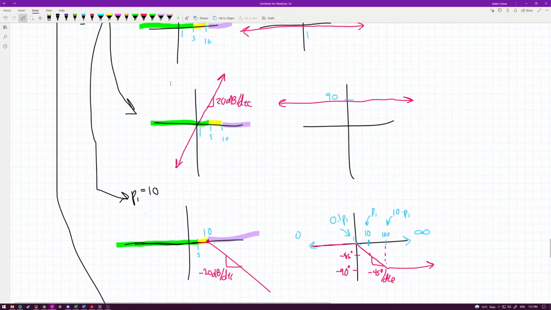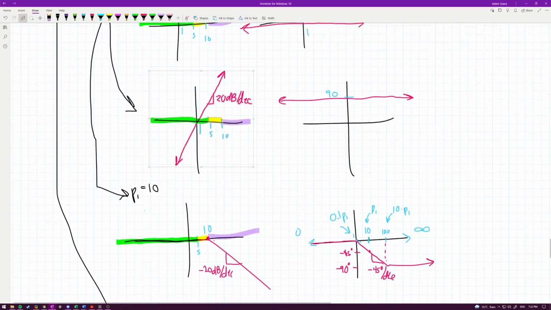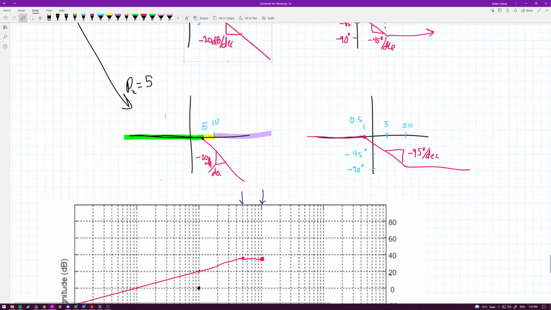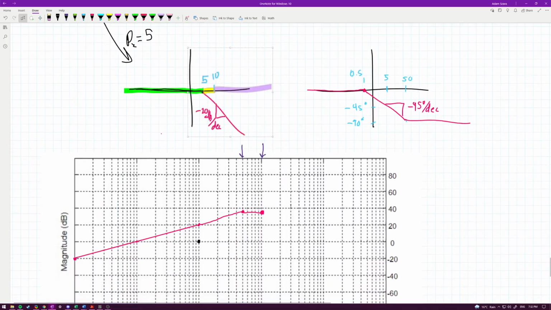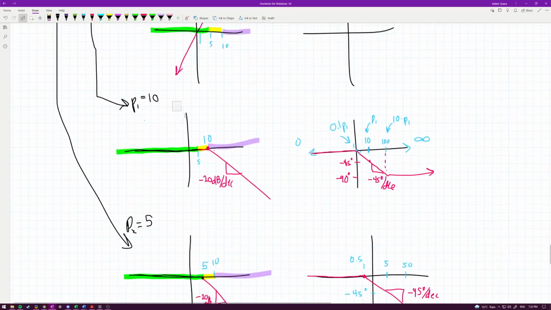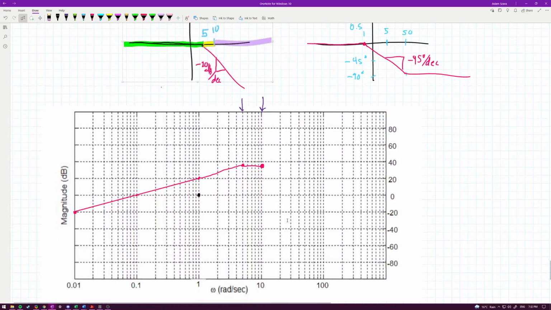So the slope here is 20 in the yellow section. We're talking about the yellow section, right? 20, 0, negative 20. So it cancels out to 0 there. Slope of 0. And then now in the purple section, 20, negative 20, negative 20. So now it'll have a slope of negative 20 decibels per decade. So the next point would be right there, right? Next point would be right there, and it would continue like that.